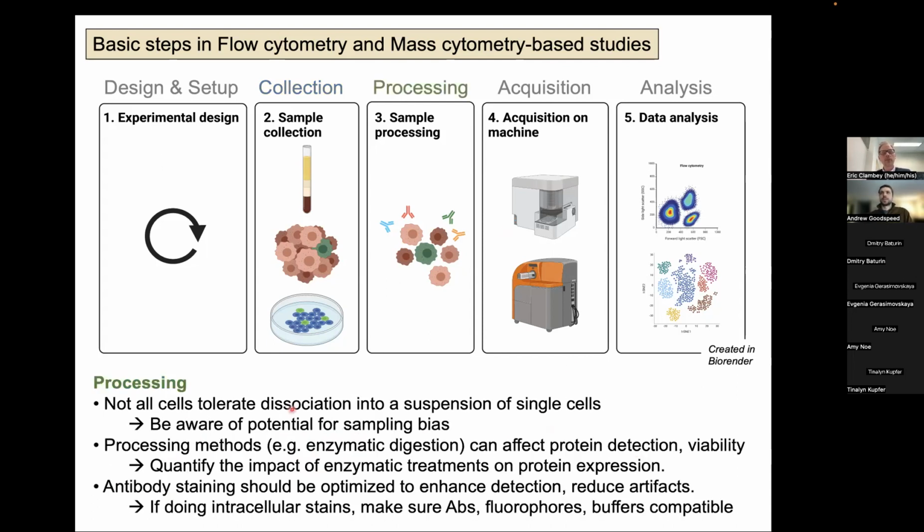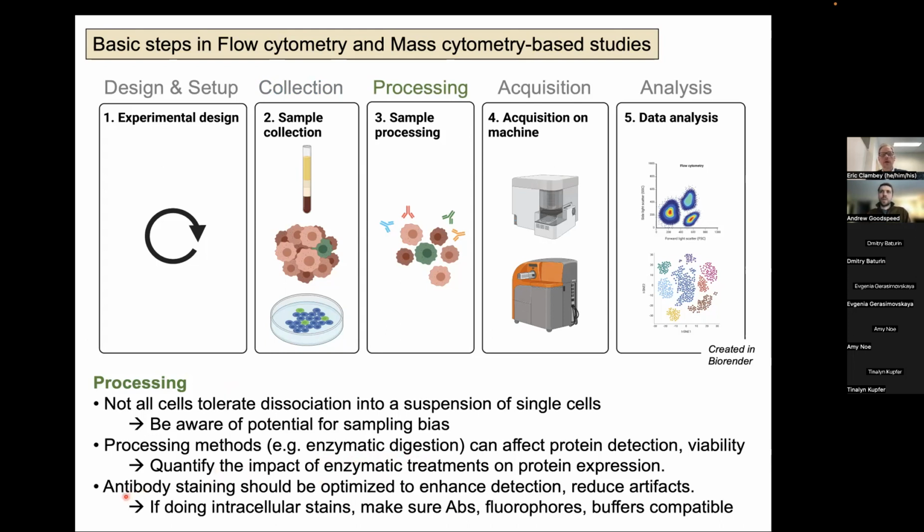In terms of sample processing, please be aware that not all cells tolerate dissociation equally well. So if you are concerned that your cell might be fragile, certainly optimizing and assessing for optimal recovery of that cell from a tissue is important. It's also important to remember that the enzymes that we often use to digest tissue are cleaving proteins in extracellular matrix. And so you need to also quantify the impact of those enzymatic treatments on your protein expression.